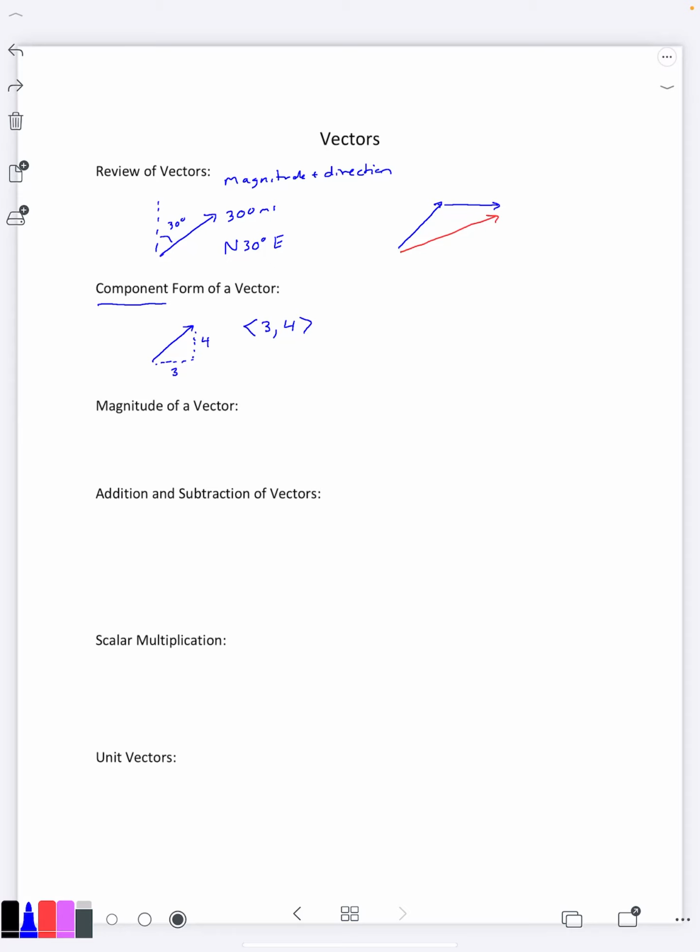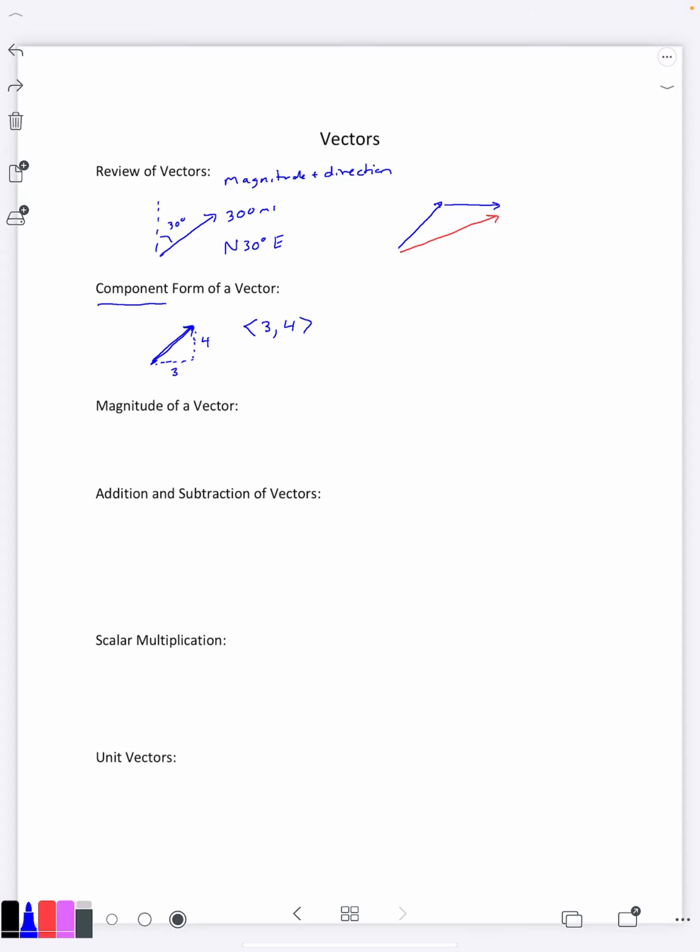So component form just says, give me two numbers, one that tells me how much to the right we went, the other tells me how much up we went, put them in our angle brackets like this, and this then represents the arrow that goes the equivalent of 3 right and 4 up.